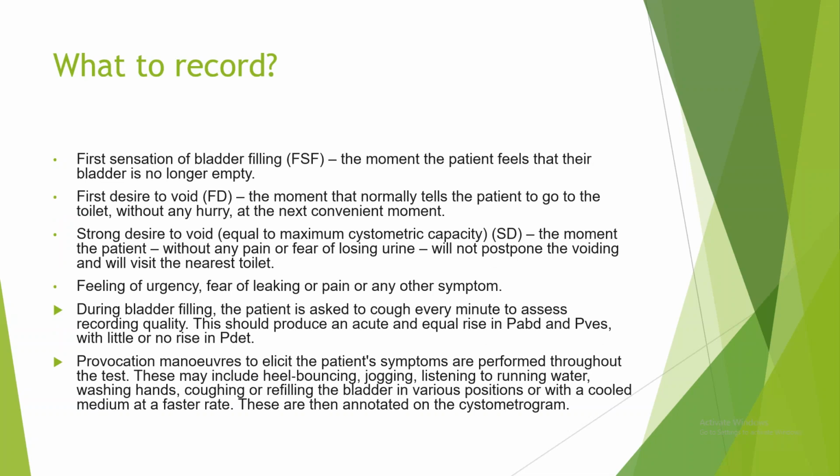There are so many small letters on the cystometry graph. Once I will show you what the letters are. So what are we going to record on this urodynamic graph? First is the first sensation, when the patient gets the first sensation of feeling. Then first desire to void, the moment the patient says she wants to go to the toilet but without any hurry.